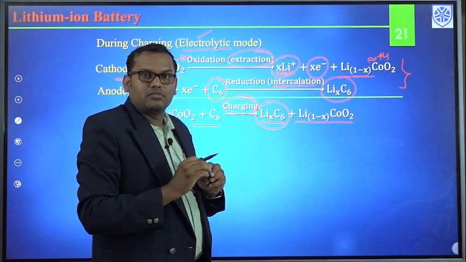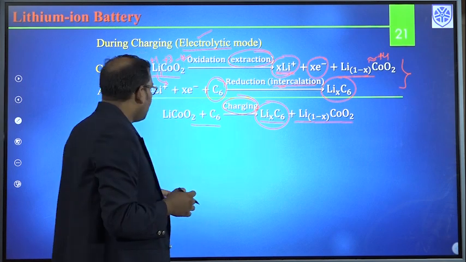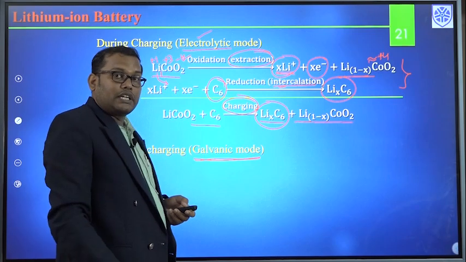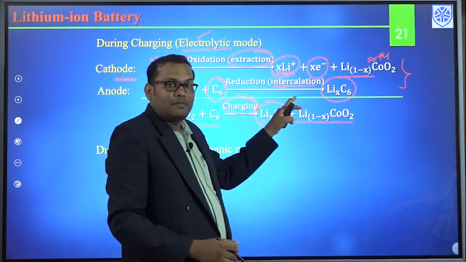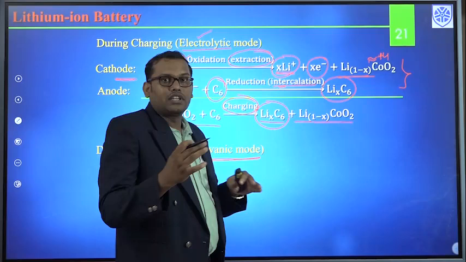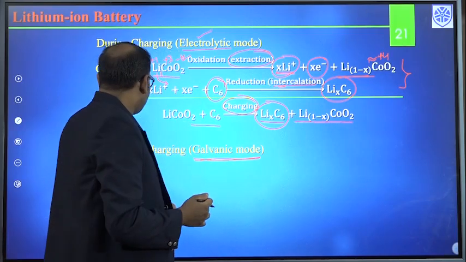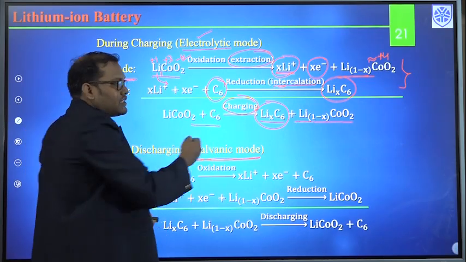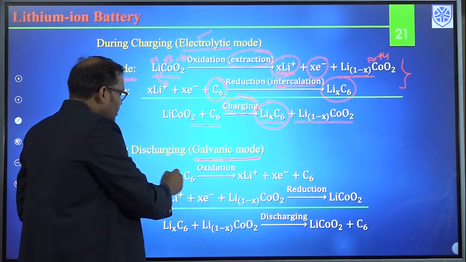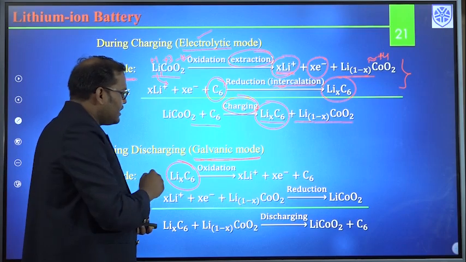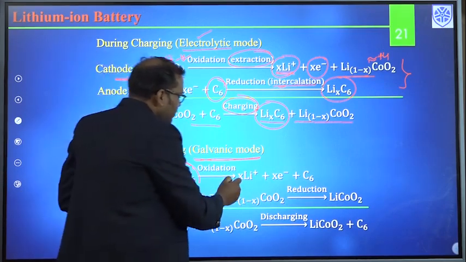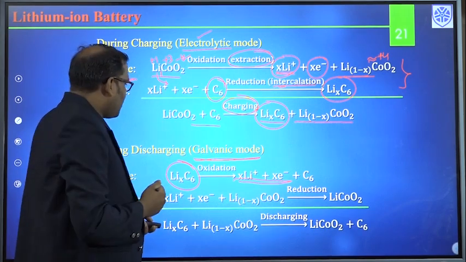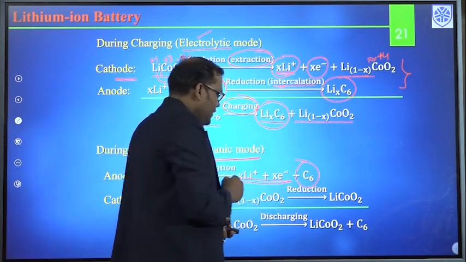Now, when you are using the battery, what is happening? That is called galvanic mode. The chemical energy that was stored is being converted to electrical energy. Now what is happening in the anode? The reverse reaction will occur. In the anode, the intercalated graphite will undergo oxidation and release all the lithium and the electrons, and the graphite will be free.